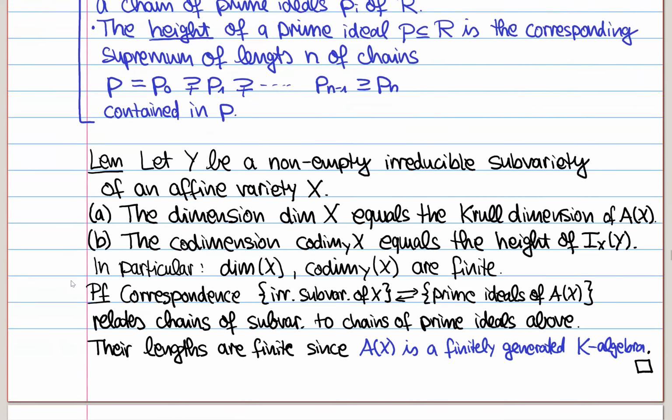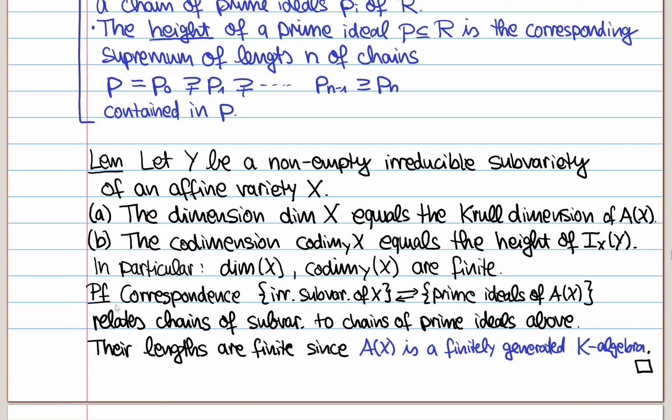The lemma that we start with says: assume you have an affine variety X, and Y inside X, a non-empty and irreducible subvariety. Then the claim is that the dimension of X equals the Krull dimension of its ring of functions A(X). And similarly, the codimension of Y inside X equals the height of the ideal of Y in the coordinate ring of X. In particular, these two numbers are finite, because last time we have seen that even when you assume that X is a Noetherian topological space, like for affine varieties, this does not guarantee that it has finite dimension. But here we see that for all these affine varieties we look at, this dimension will always be finite.